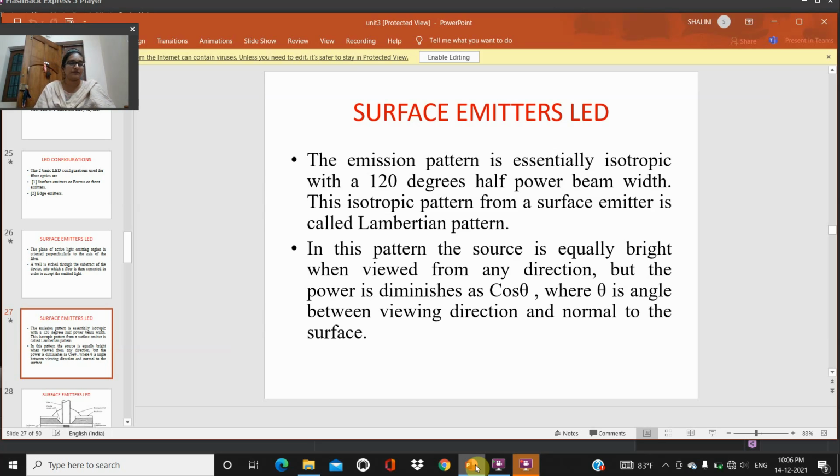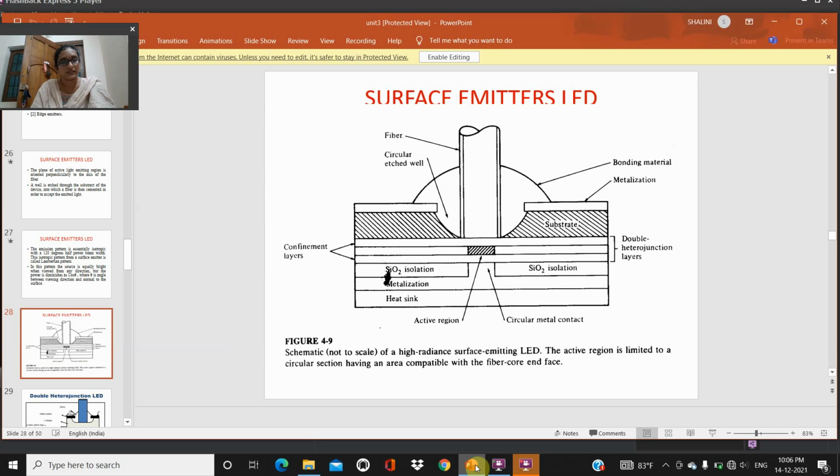In this pattern, the source is equally bright when viewed from any direction, but the power diminishes as cos theta, where theta is the angle between the viewing direction and the normal to the surface. So this is the structure of the surface emitter LEDs.